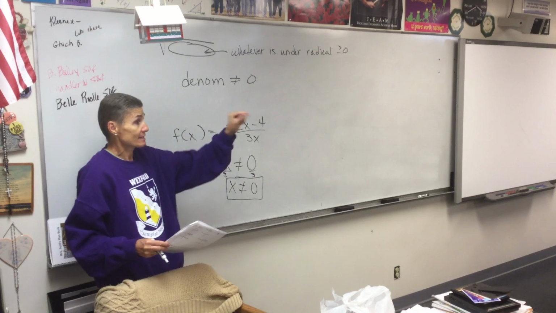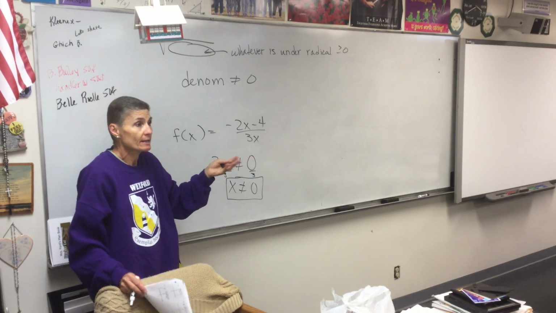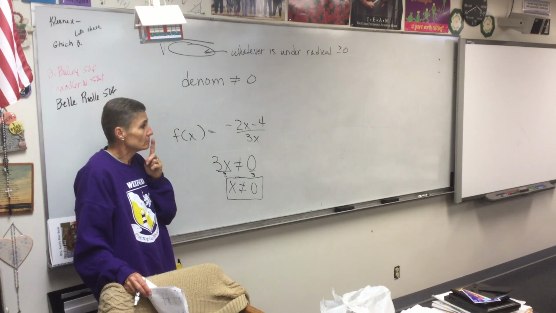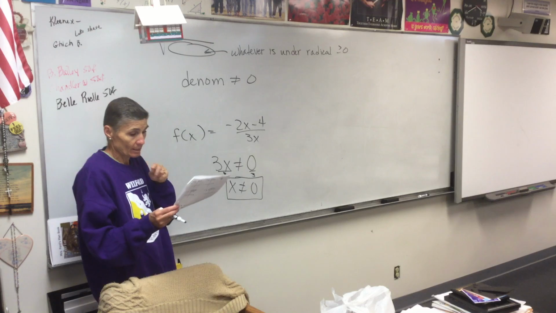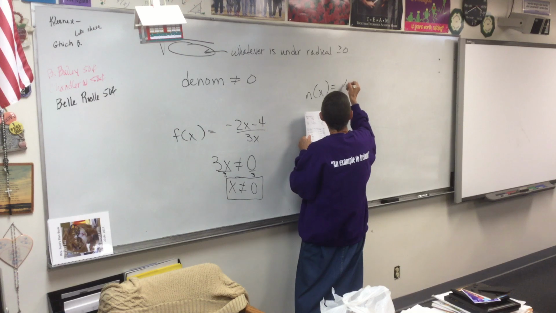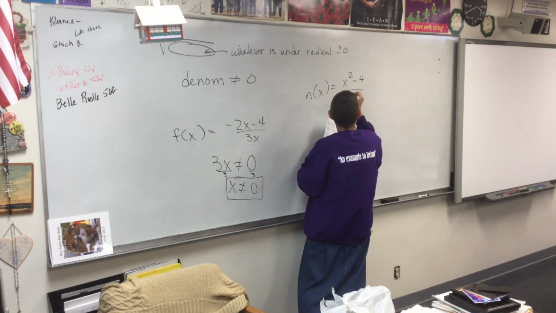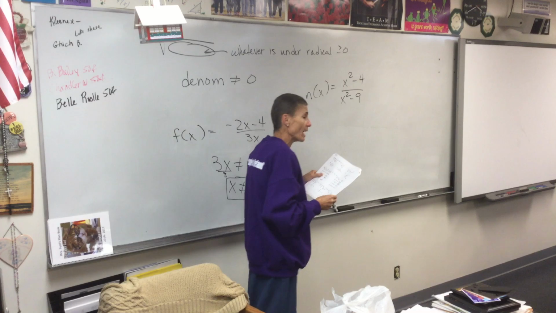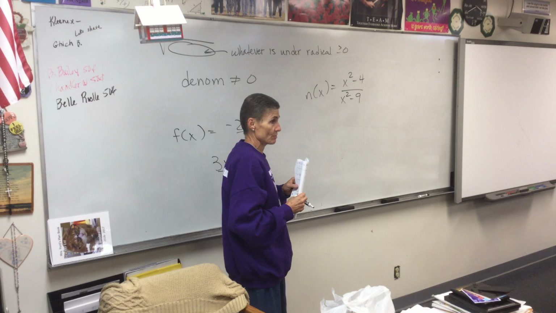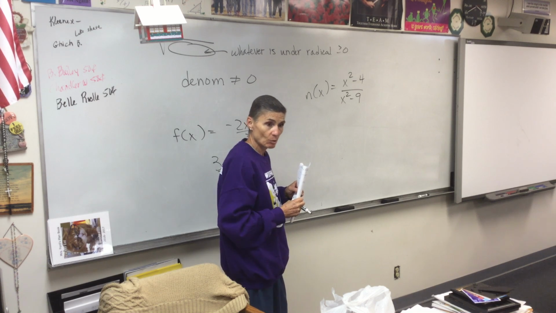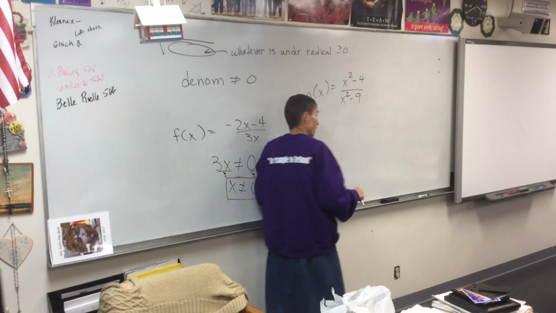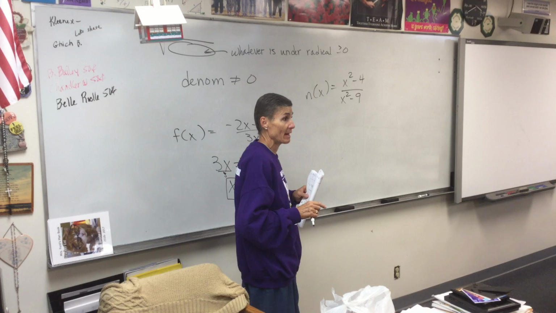When I say x can't be 0, what am I really saying? X can be anything except 0. So then I look at G. It has a denominator. It does not have a radical. It has a denominator. What do I know about denominators? They can't equal 0. So what can you tell me about that denominator? Can't equal 0. What else can you tell me about it?